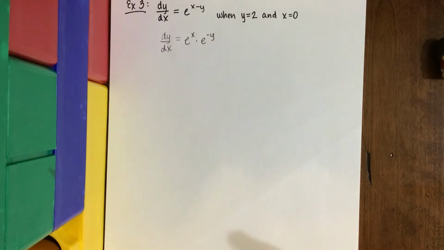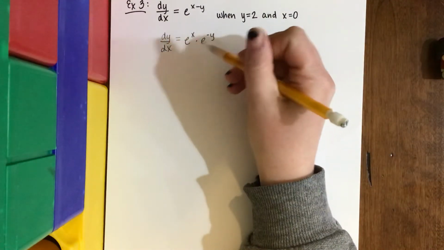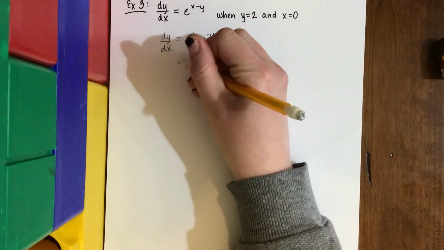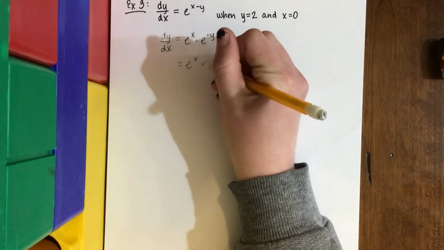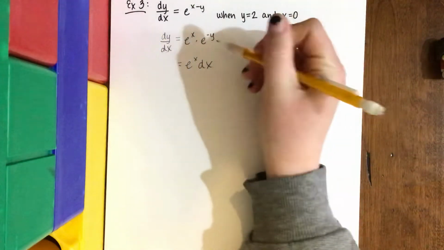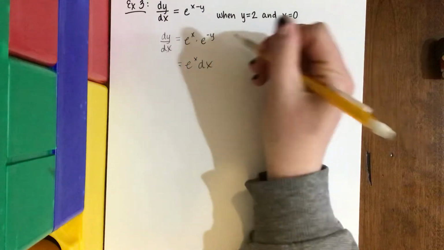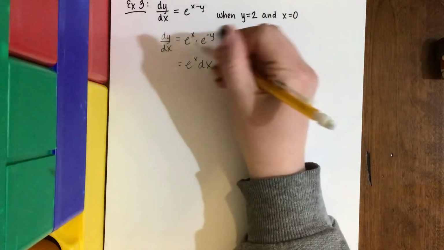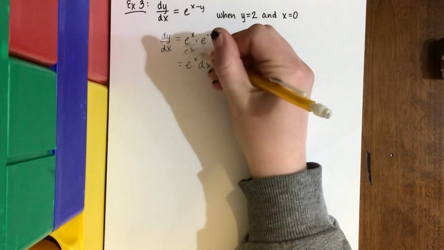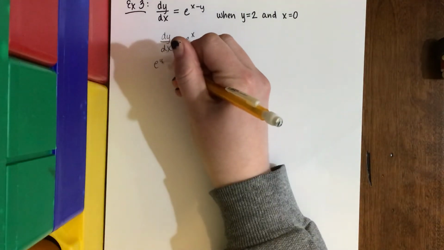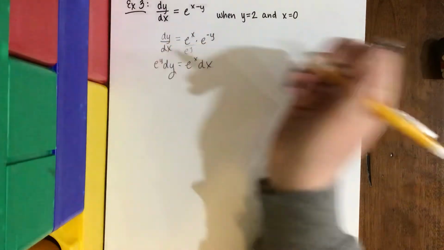So what I'm going to do now is go ahead and rewrite all this, and start manipulating things and moving it around. I know I could multiply both sides by dx, so I'd end up with e to the x dx here. And if this is e to the negative y, well, that could have been 1 over e to the positive y, which then means I could just multiply it to the other side. So I have e to the y dy.